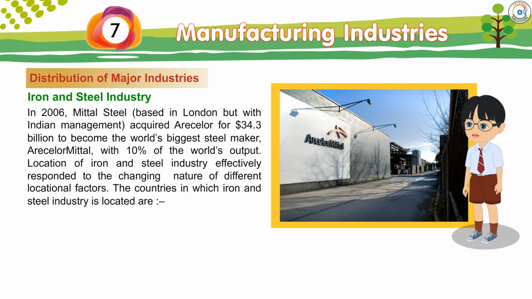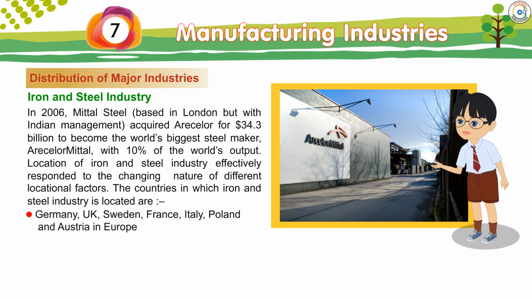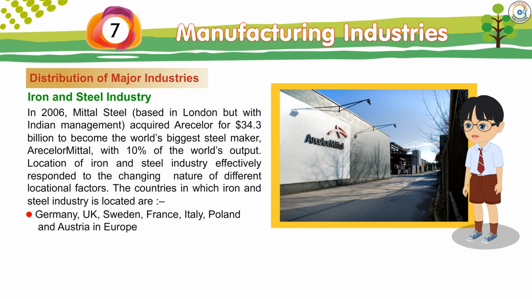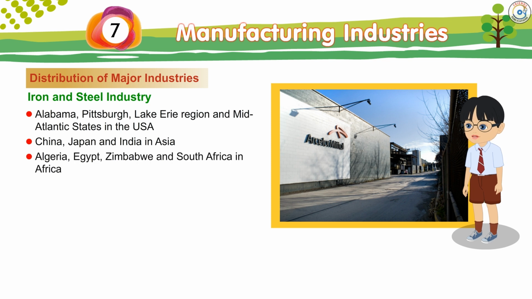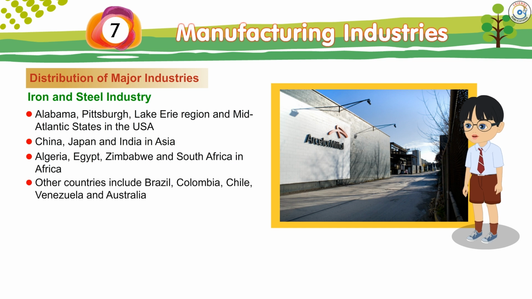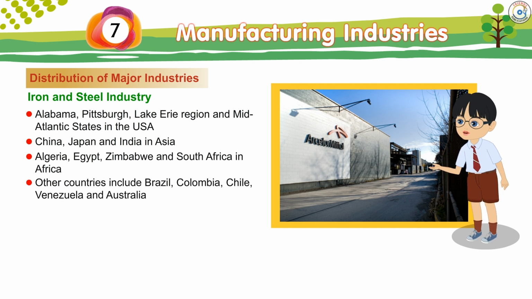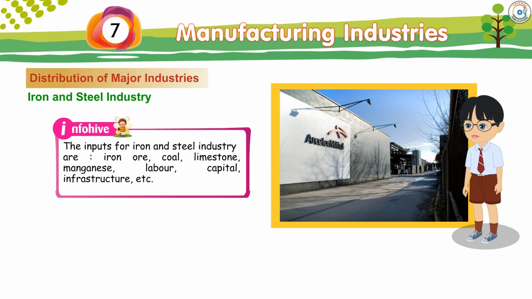Location of iron and steel industry effectively responded to the changing nature of different locational factors. The countries in which iron and steel industry is located are Germany, UK, Sweden, France, Italy, Poland and Austria in Europe, Alabama, Pittsburgh, Lake Erie region and Mid-Atlantic states in the USA, China, Japan and India in Asia, Algeria, Egypt, Zimbabwe and South Africa in Africa. Other countries include Brazil, Colombia, Chile, Venezuela and Australia.